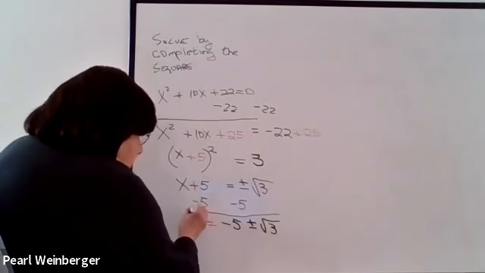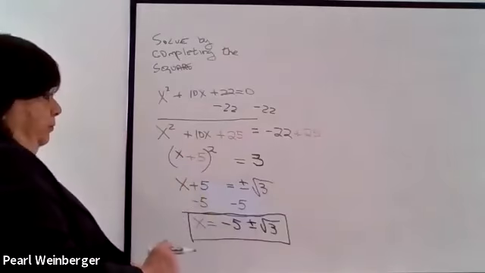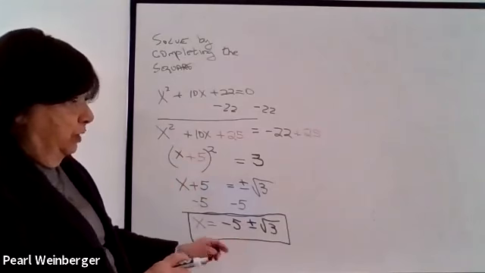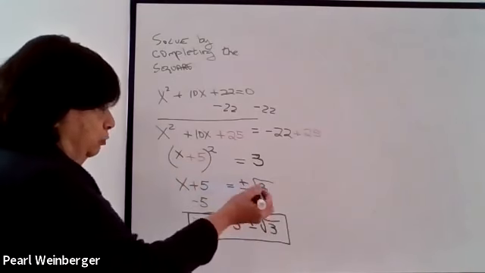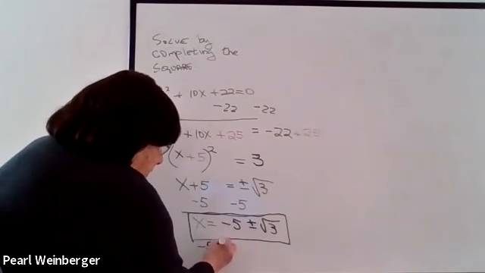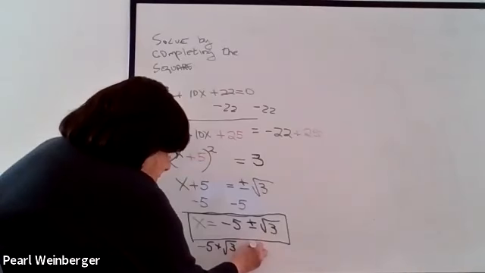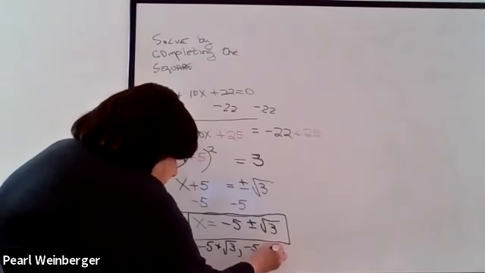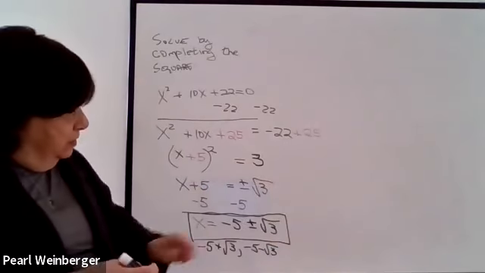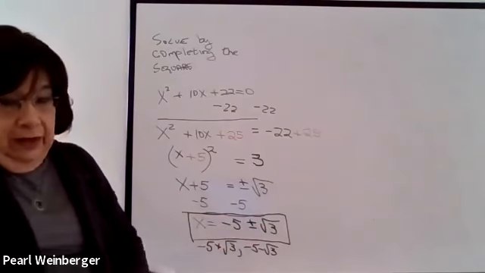And this is our answer in simplest radical form. Negative 5 plus or minus square root of 3. You could also write it separately. You could have written it as negative 5 plus radical 3 for one answer, and negative 5 minus radical 3 as your other answer. If you wanted to write it separately, this is like a shorthand of writing one you do with a plus and one you do with a minus.